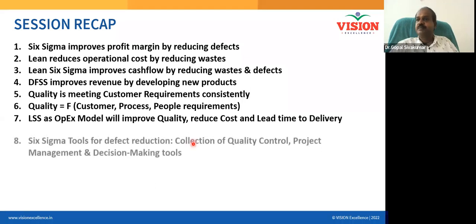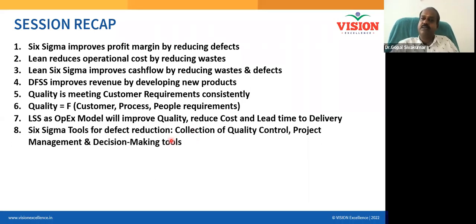Right? Six Sigma tools for defect reduction. There are plenty of tools the Six Sigma toolkit offers. They are not tools exclusive for Six Sigma. They are the existing tools only. All the tools are existing, like the quality control tools, project management tools, decision-making tools, team management tools, communication management tools, anything. Any tool that is existing, that you feel is useful in producing results from your project, can be used in a Six Sigma project. Six Sigma as such does not have its own tool. The tools are already existing.